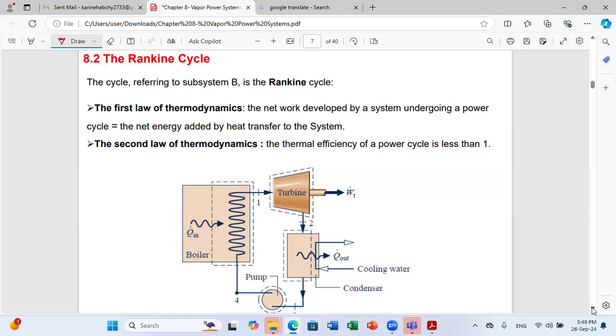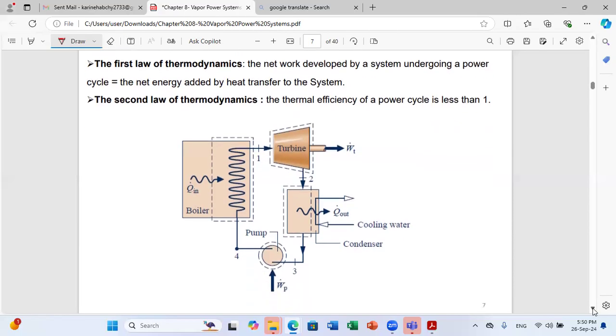The first law is really simple. It's just an application of conservation of energy through any component of our system. It states that the net work developed by a system undergoing a power cycle is equal to the net energy added by heat transfer to the system. While the second law of thermodynamics states that the thermal efficiency of a power cycle is always less than one.